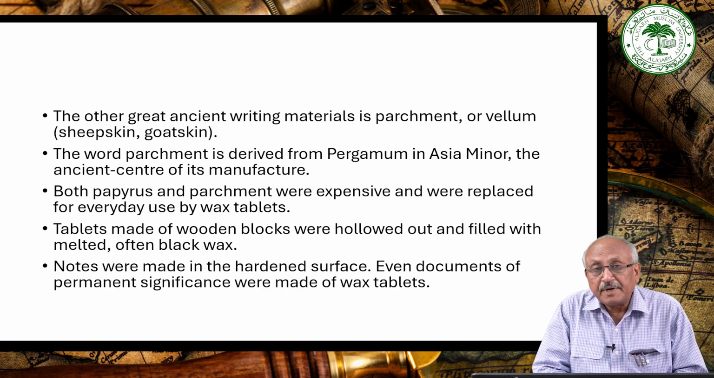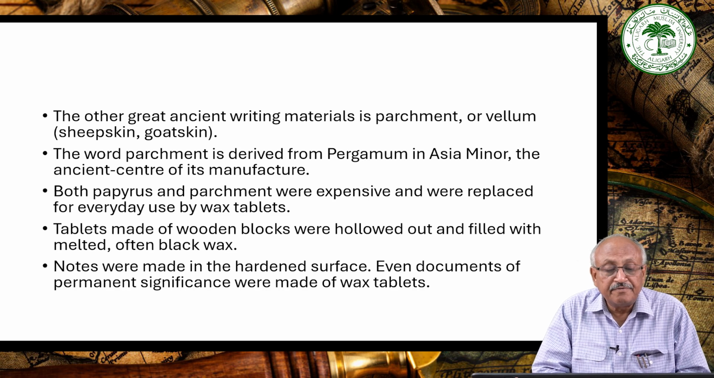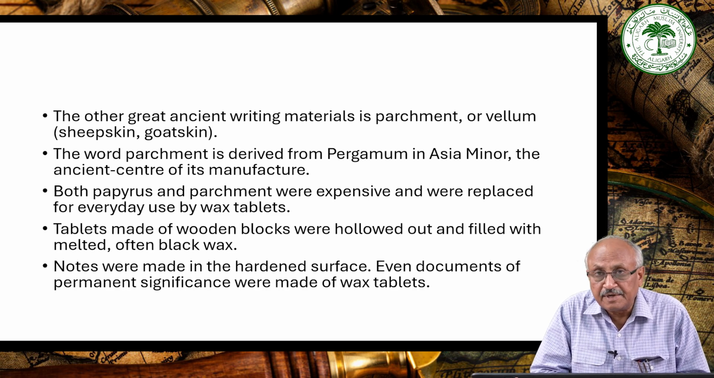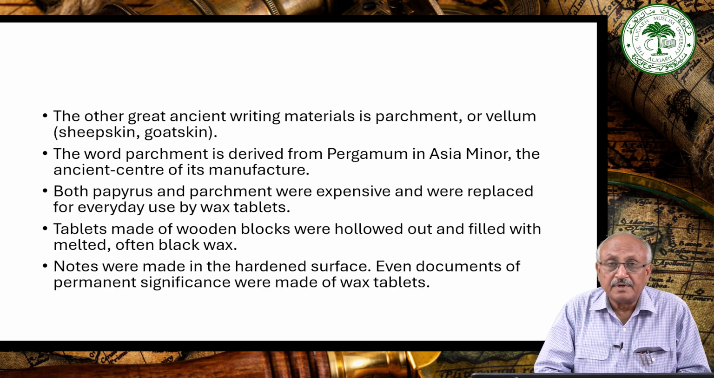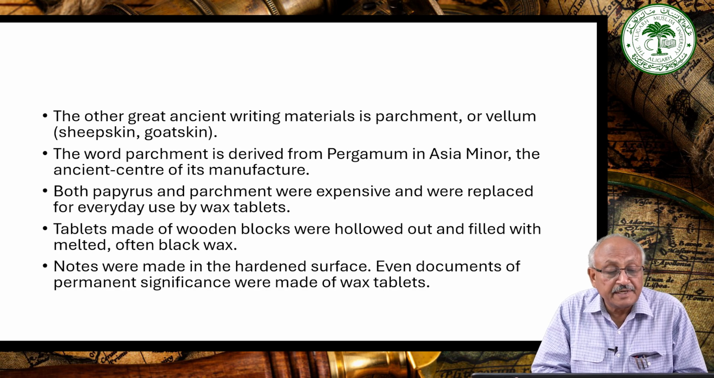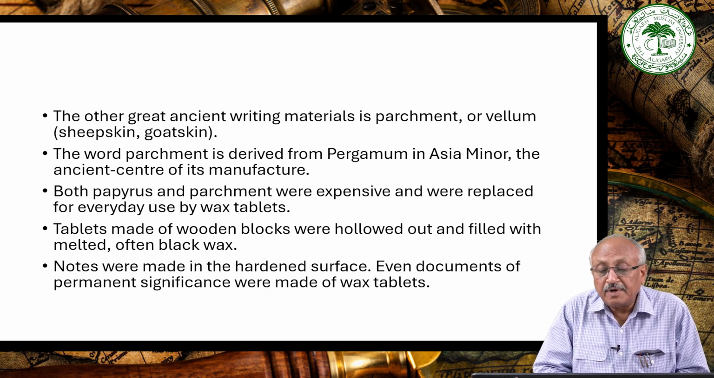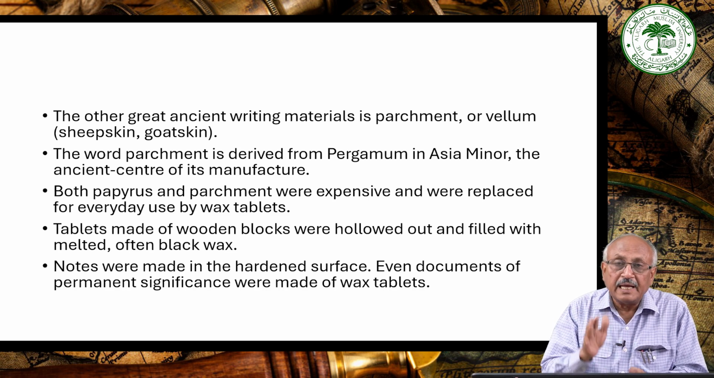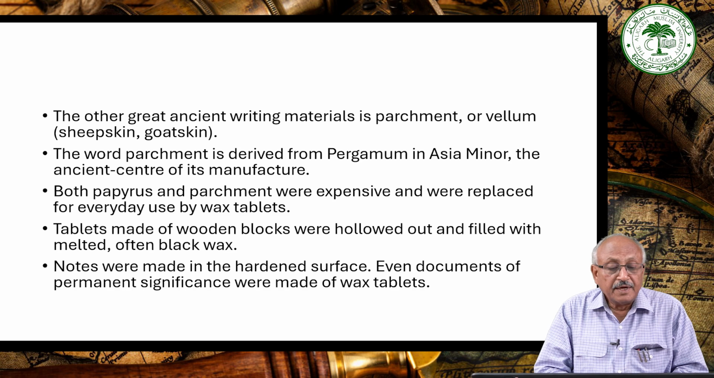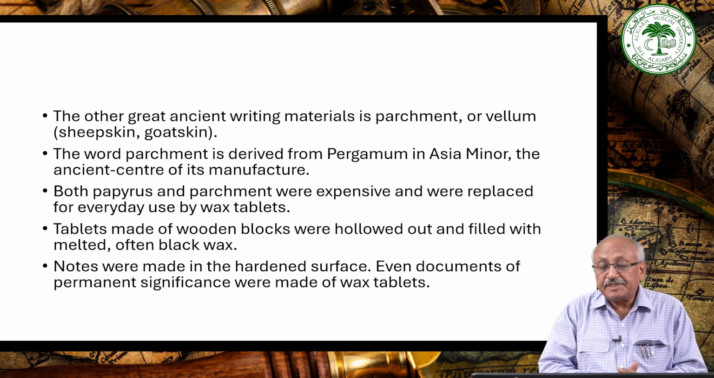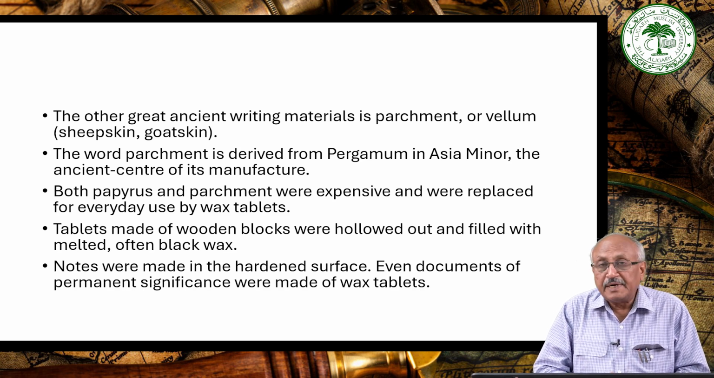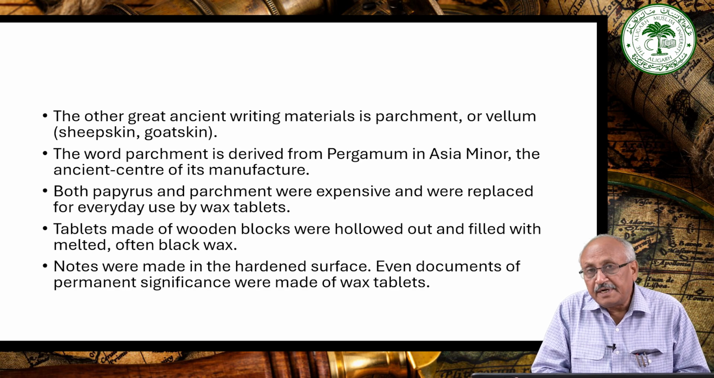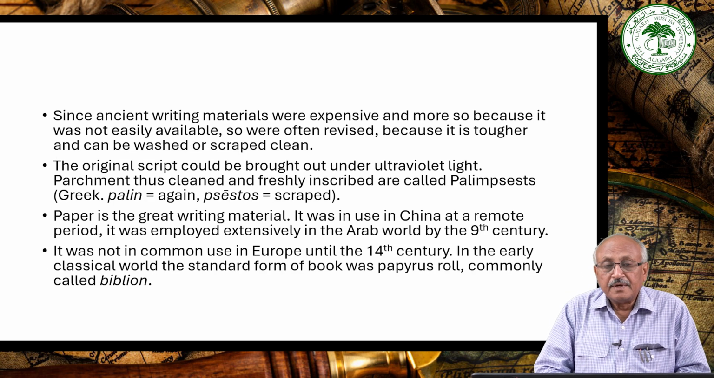Both papyrus and parchment were expensive and were replaced for everyday use by wax tablets. They were cheaply produced, so they were much more effective cost-wise. Tablets made of wooden blocks were hollowed out and filled with melted, often black wax. So on that, something could be written. Notes were made in the hardened surface. Even documents of permanent significance were made of wax tablets.